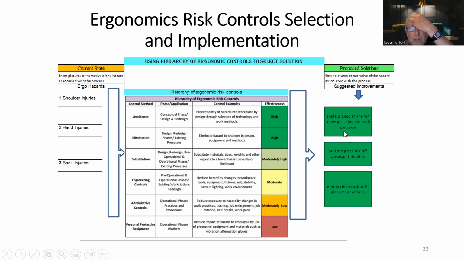And this is the proposed solution: scale placed in line, drag pork bellies off conveyors into bins, eliminate reach with placement of bins. So it looked to me like if anybody with a little bit of ergonomic training walked by this operation, they would probably stop and camp there for a while and take a look at it.